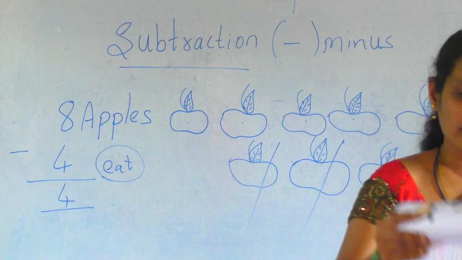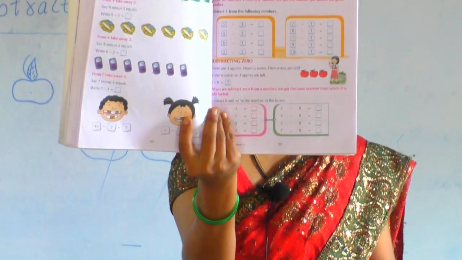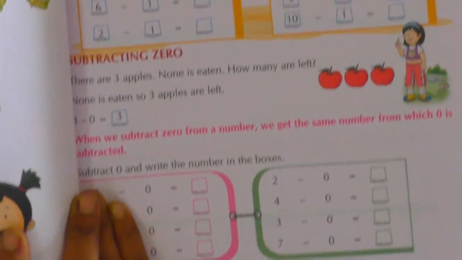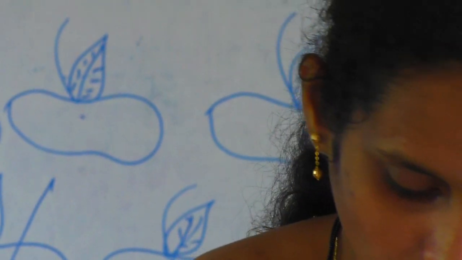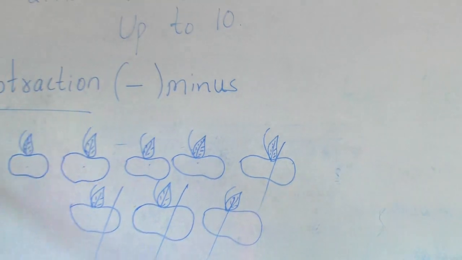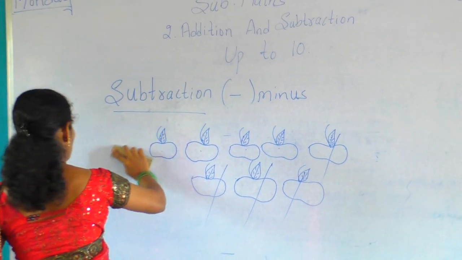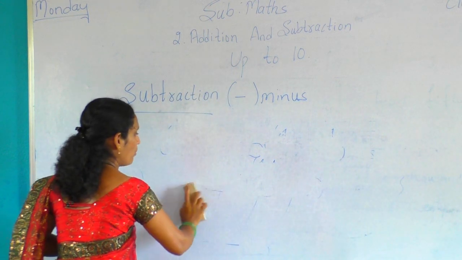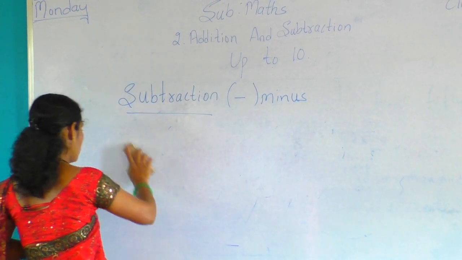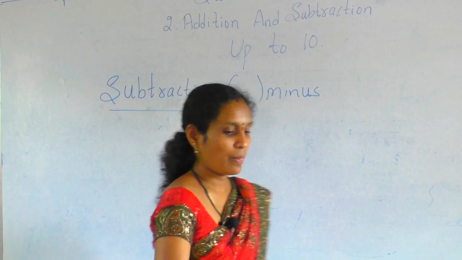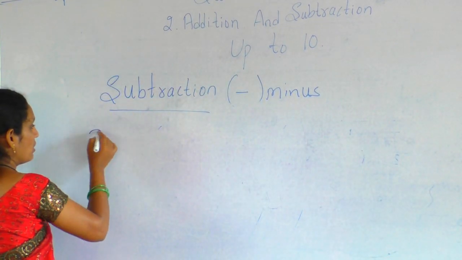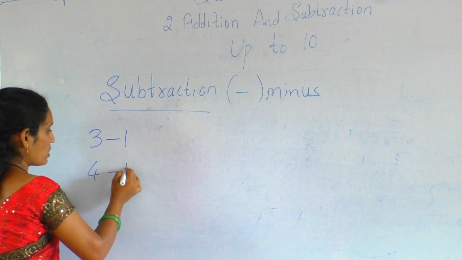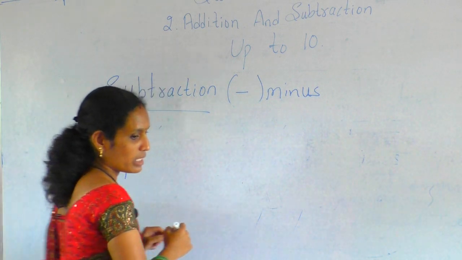See page number 103. Will you do it? Subtract 1 from each number. I will show you, see. First is 3 minus 1. Next 4 minus 1. Next how much? 6 minus 1.